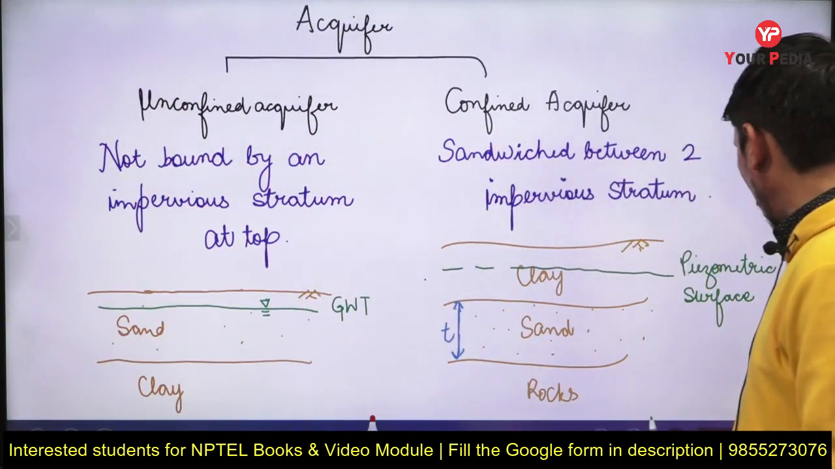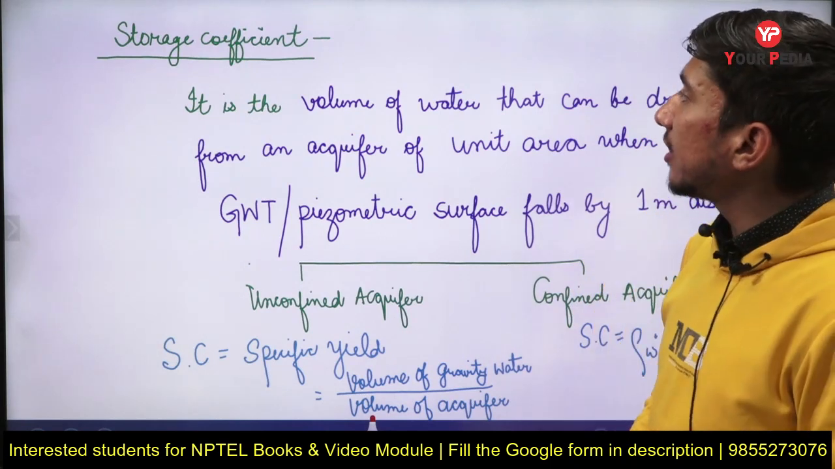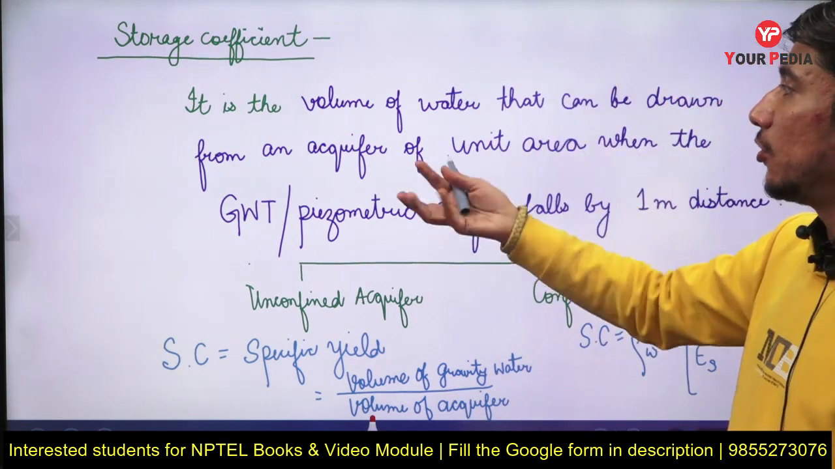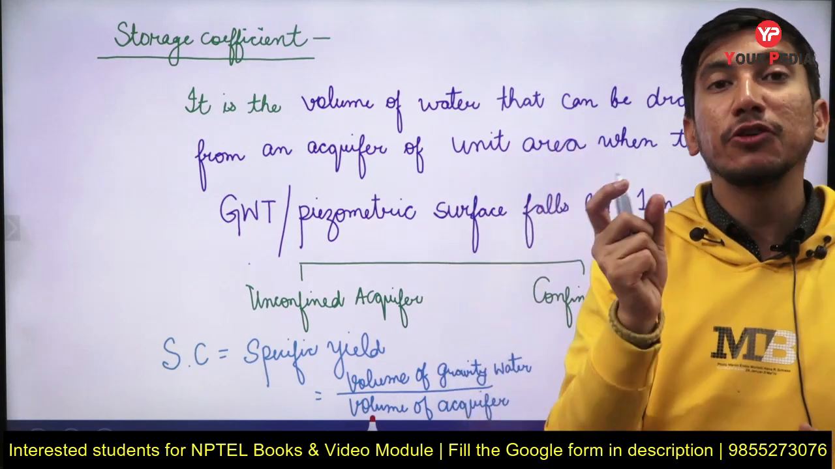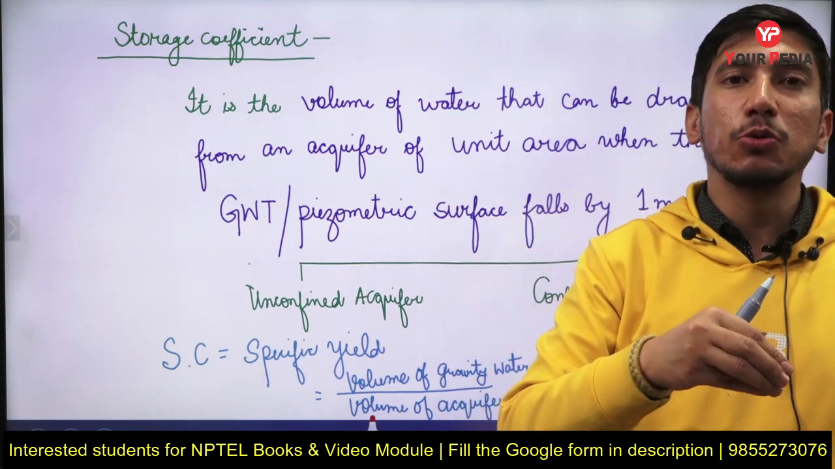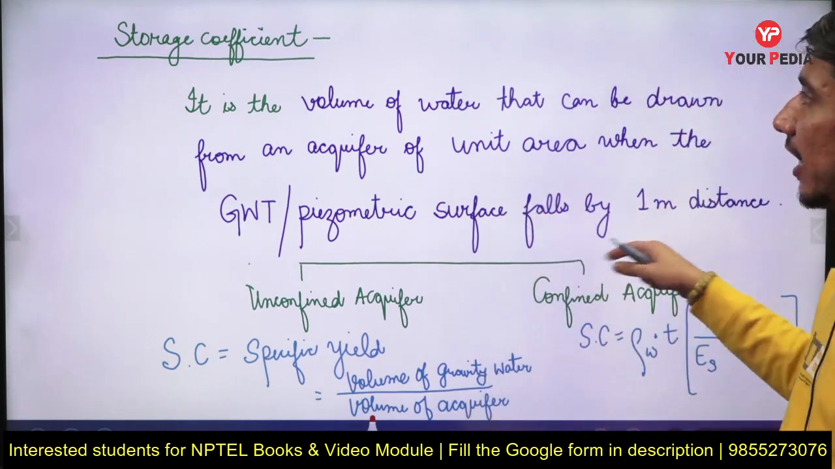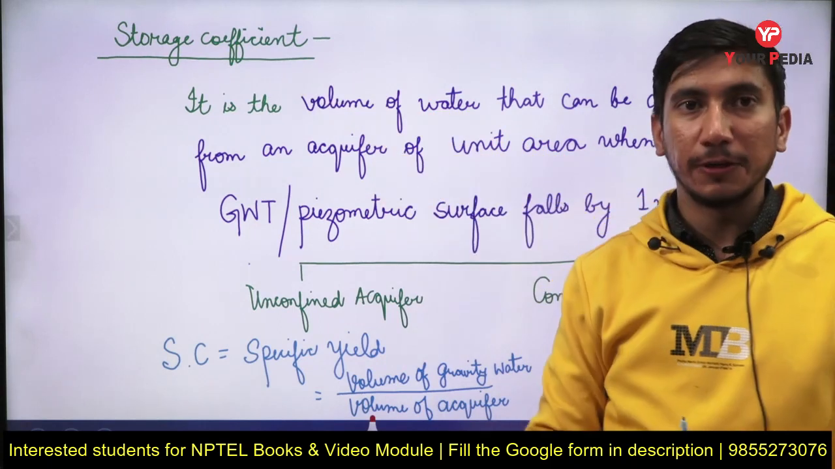So now next thing is your storage coefficient, also called as the storativity. So it is the volume of the water that can be drawn out of an aquifer of unit area when its piezometric surface or groundwater table falls by a unit distance, falls by 1 meter distance. Okay, so this is called as the storage coefficient.